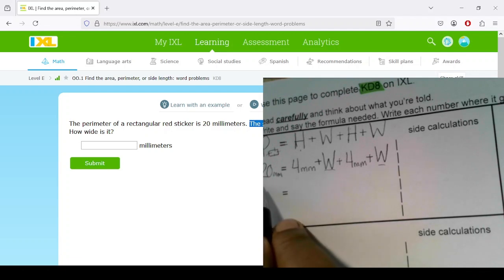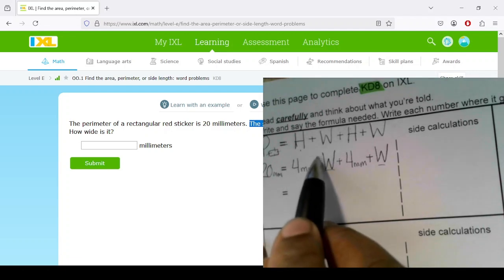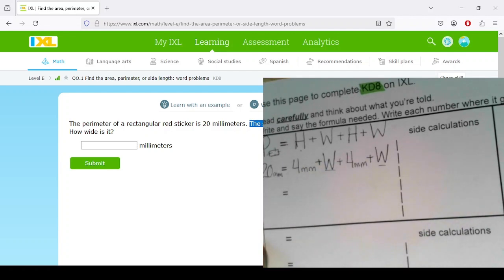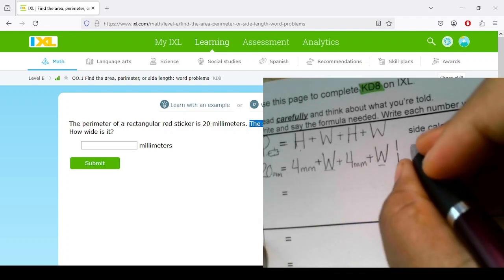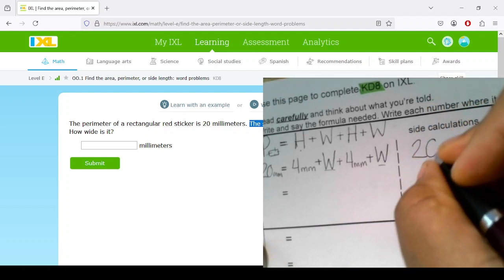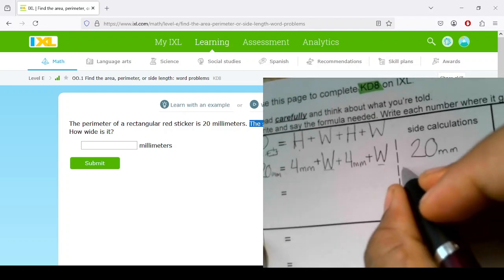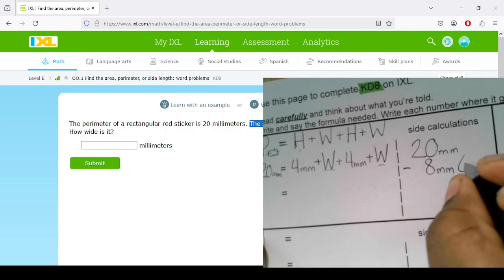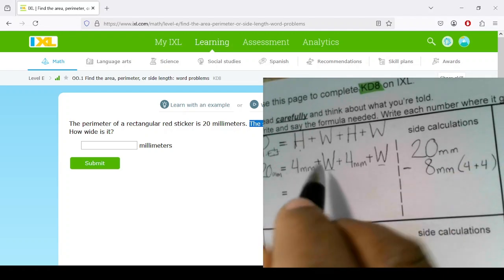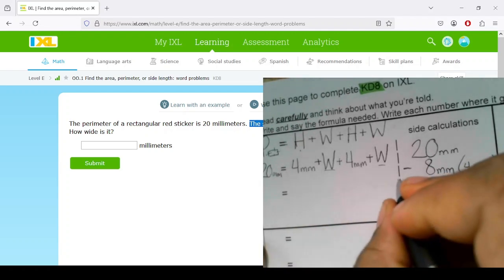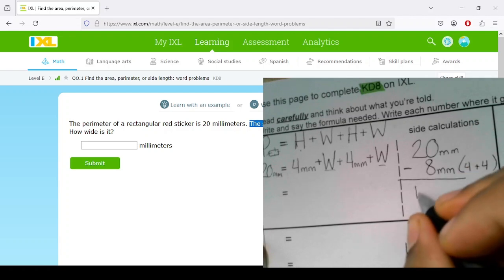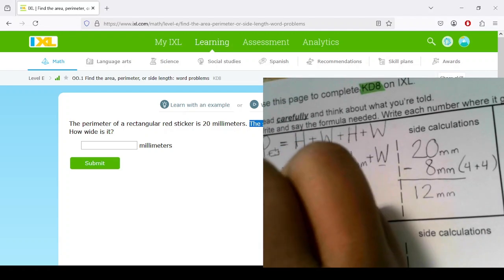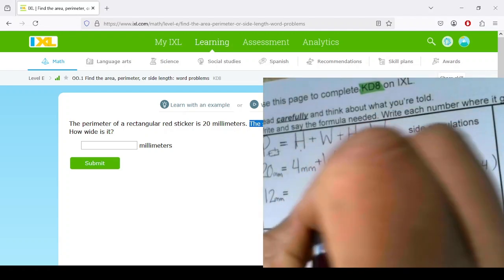So I know that perimeter is a parts and whole calculation. When I know my whole perimeter and I know the heights, I subtract both heights. So I'm going to do 20, which is my whole perimeter, 20 millimeters, minus 8 millimeters. I get the 8 millimeters from 4 plus 4. I'm subtracting both heights. And that gives me 12 millimeters.